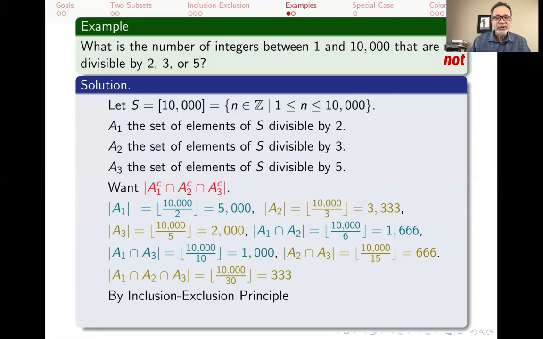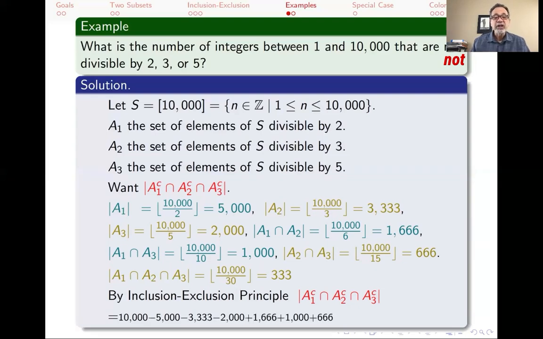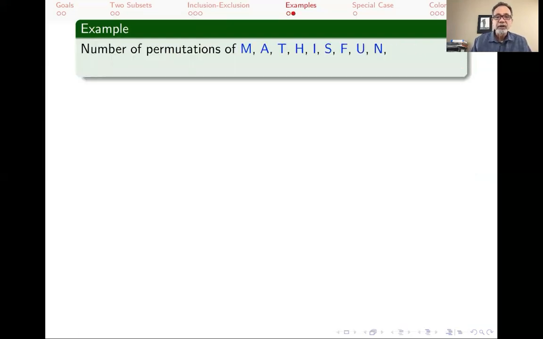So by the inclusion-exclusion principle, the thing that we want, the size of A1 complement intersection A2 complement intersection A3 complement, what is it? You start with the size of the big set, 10,000. Then you take out the guys you didn't want. You didn't want the multiples of 2, 3, and 5. And now we know how many of them there are, but you overdid it. So you have to put back those pairs of intersections. You put those in, but you've overdone that again. You get 2,666 as the number of integers between 1 and 10,000 that are not divisible by 2, 3, or 5.